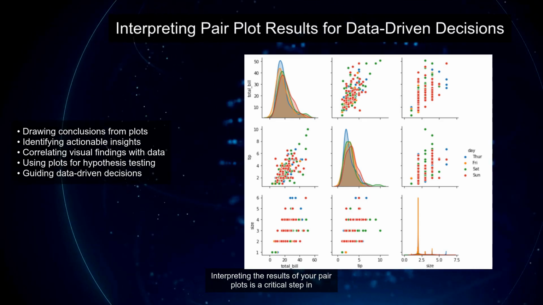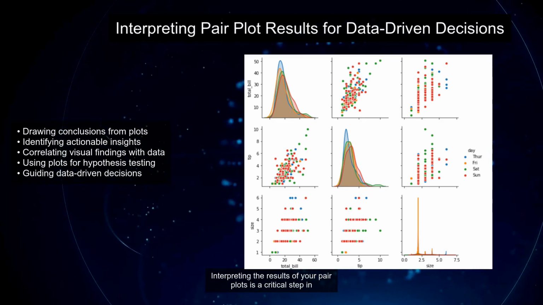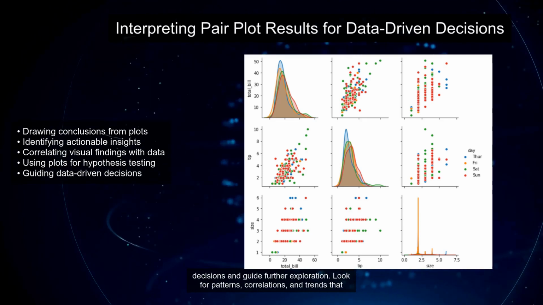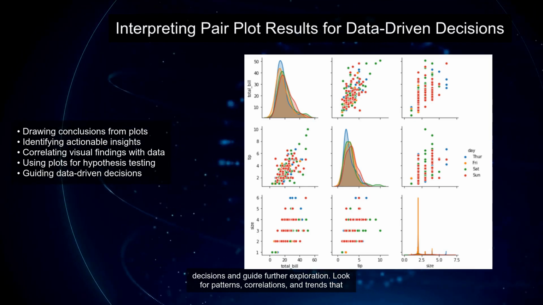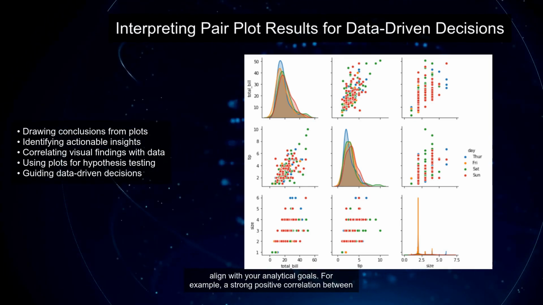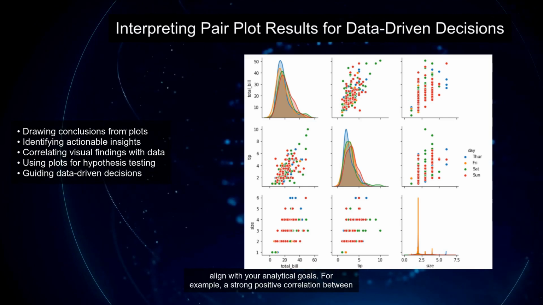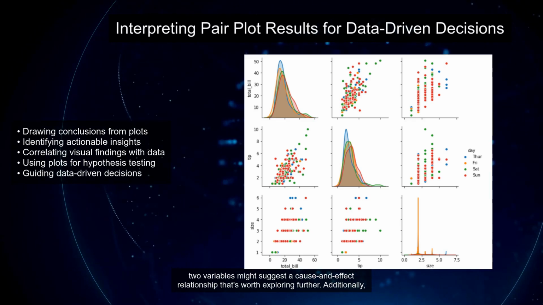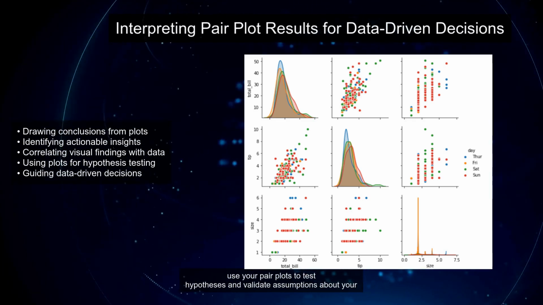Interpreting the results of your pair plots is a critical step in data analysis. The insights you gain from these plots can inform data-driven decisions and guide further exploration. Look for patterns, correlations, and trends that align with your analytical goals. For example, a strong positive correlation between two variables might suggest a cause and effect relationship that's worth exploring further.